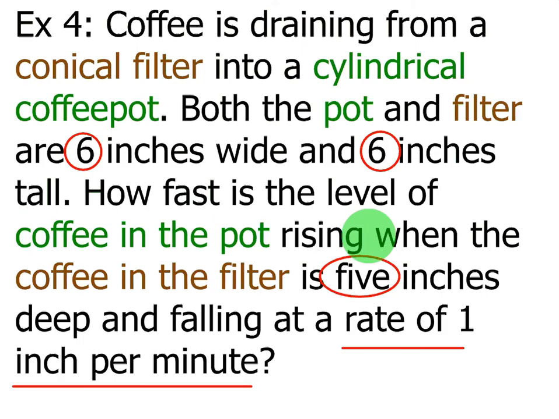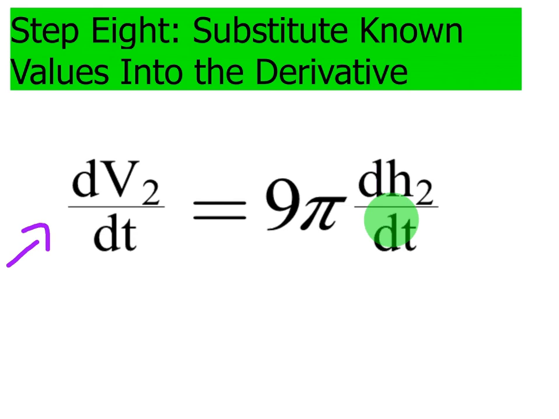Right here, when the coffee in the filter is 5 inches deep and it's falling at a rate of 1 inch per minute. So that leads us to a future step that will be necessary in order to figure out the ultimate variable we're trying to solve for, in this case dh/dt. Okay, so that's it for step 8 of plugging in what you know into the derivative equation: substituting known values into the derivative. In this case, for example 4, there's really nothing you can plug in, so you just have to move on to the next step, step 9, which is what we're going to look at next.